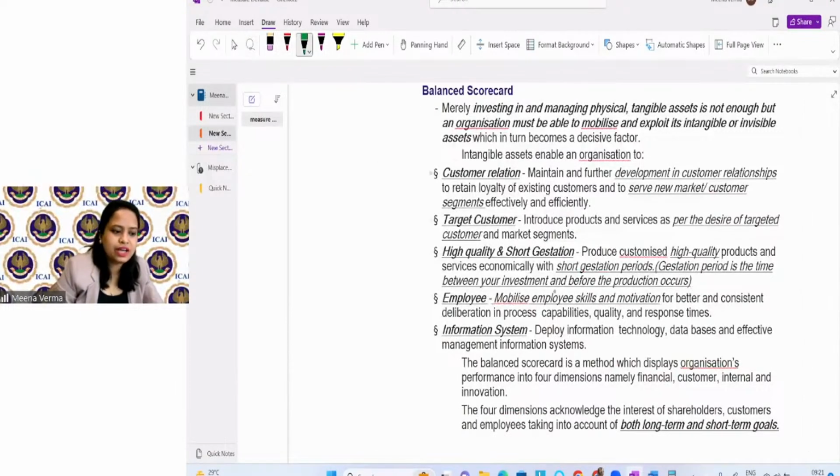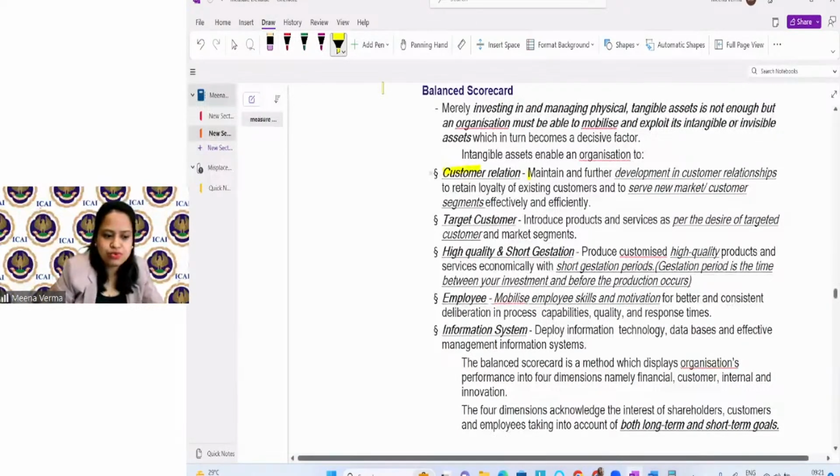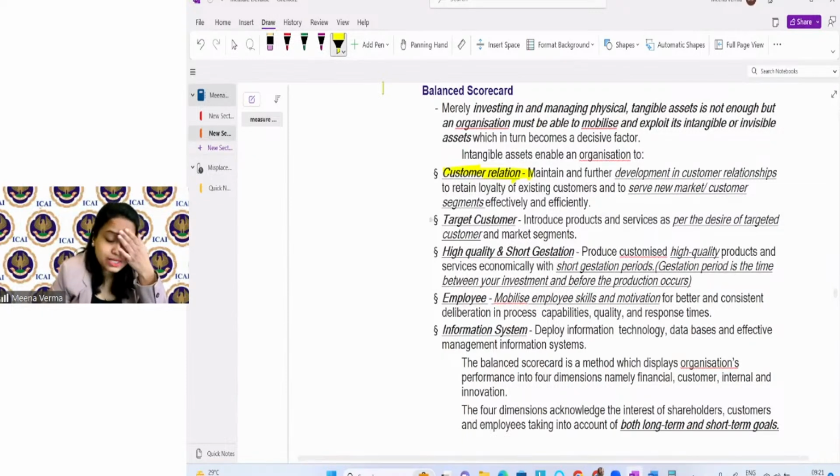We have learned that the target of the company is what? Customer. We want to improve the customer relationship, we want to increase customer happiness and customer satisfaction. We will focus on a particular target customer, we want to provide them a high quality product, right? Employee satisfaction, improve the efficiency of the processes of the company. Gestation period, we want to reduce the gestation period here, we want to use IT and all.